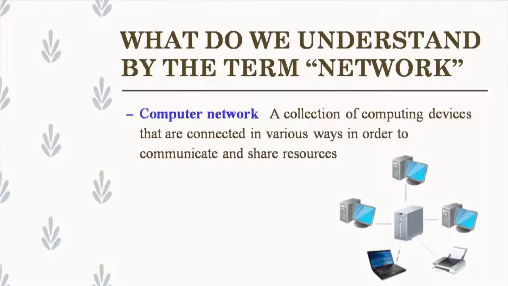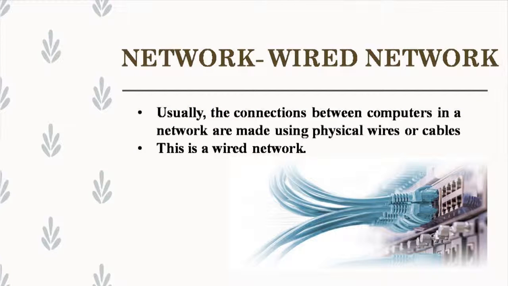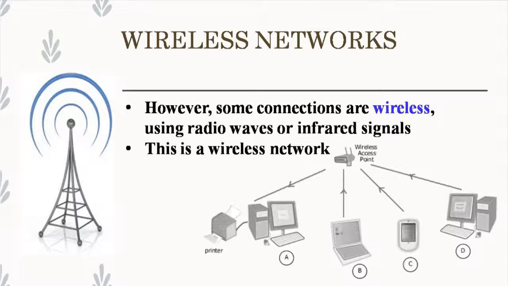A network is basically a collection of computing devices which are connected in various ways in order to communicate and share resources. These ways are the connections between computers in a network using physical wires or cables and devices like routers, etc. However, sometimes the connections are wireless and they use radio waves or infrared signals.